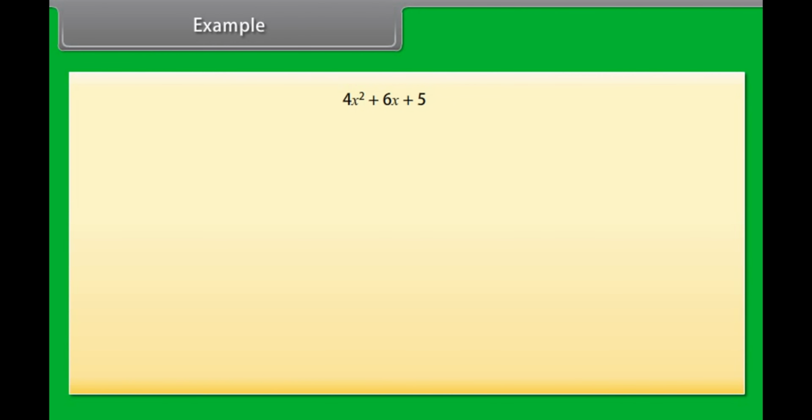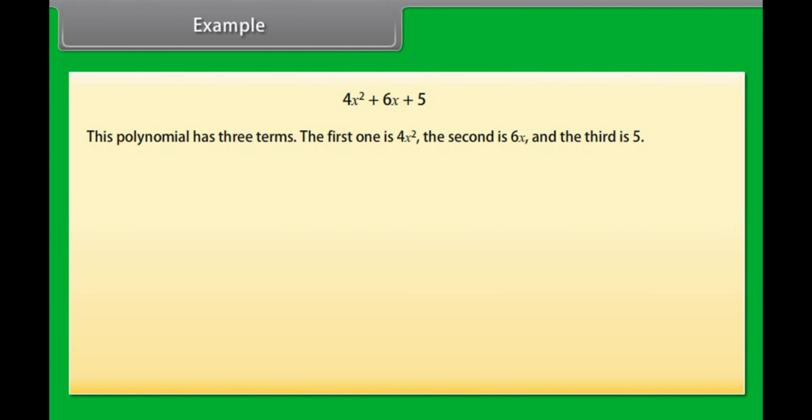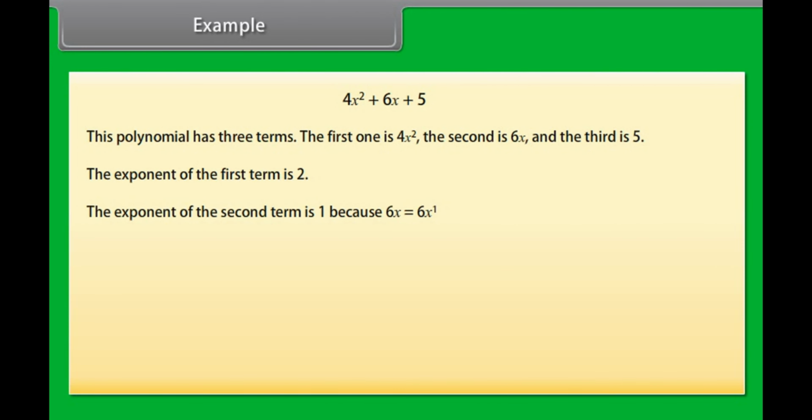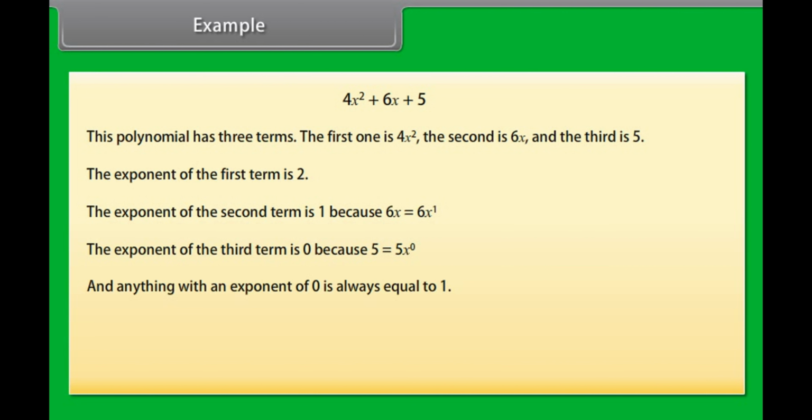Example: 4x square plus 6x plus 5. This polynomial has 3 terms. The first one is 4x square, the second is 6x, and the third is 5. The exponent of the first term is 2. The exponent of the second term is 1 because 6x is equal to 6x raised to the power 1. The exponent of the third term is 0 because 5 is equal to 5x raised to the power 0. And anything with an exponent of 0 is always equal to 1.